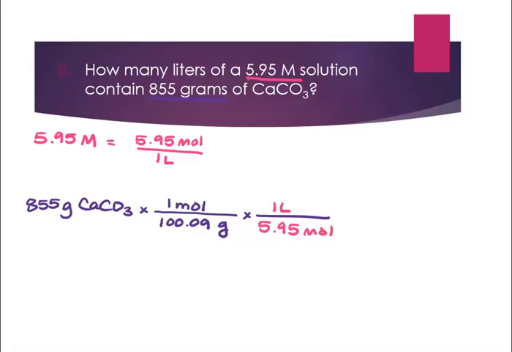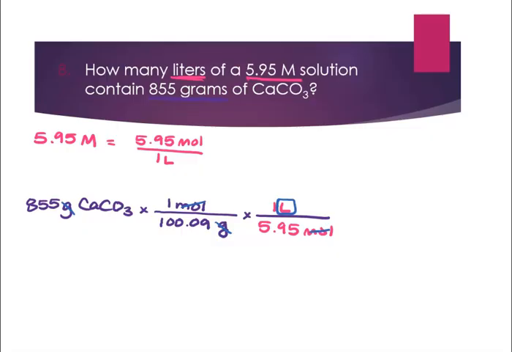All right, so I did this and I'm in liters and my problem is asking for liters, so I am good to go. Grams cancel with grams, moles cancel with moles, and I'm left with the unit of liters. So I'm going to do 855 divided by 100.09 divided by 5.95.